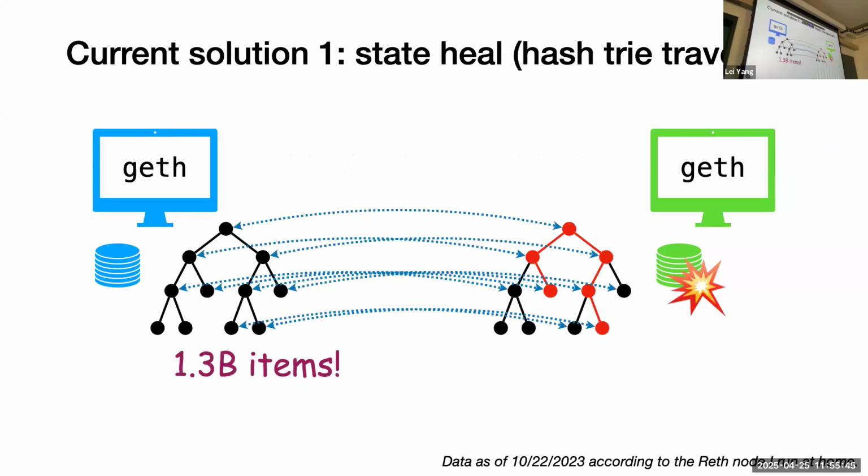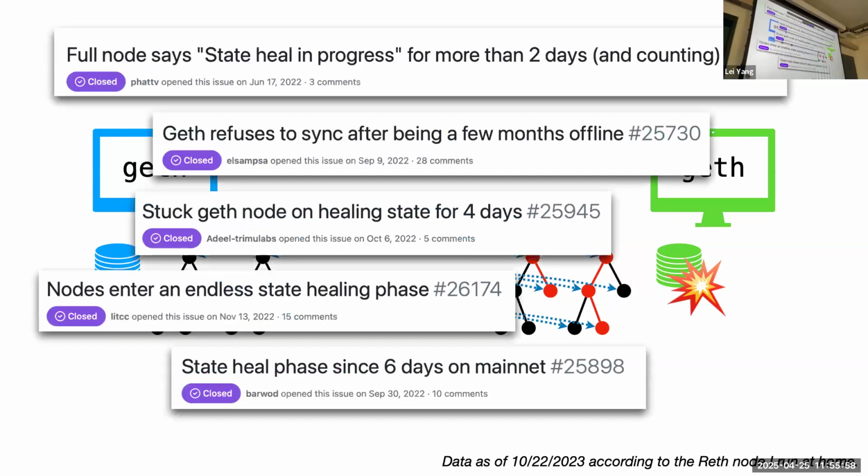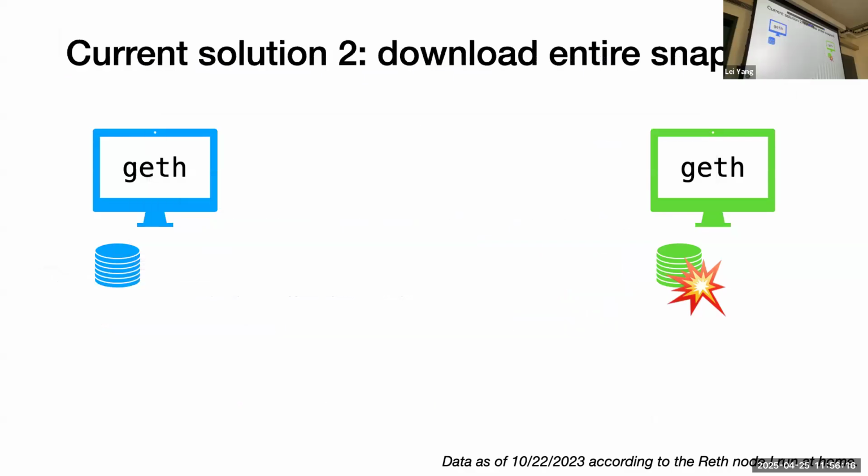And currently, it walks the Merkle-Patricia trie with your peer in sync. And because the Merkle-Patricia trie has grown to be very large, it takes weeks in some cases, especially with high network latency, for you to finish this process. And you can see all those complaints on GitHub. I took these screenshots when I was writing the paper, I think 1.5 years ago. I'm sure there are more complaints popping up.